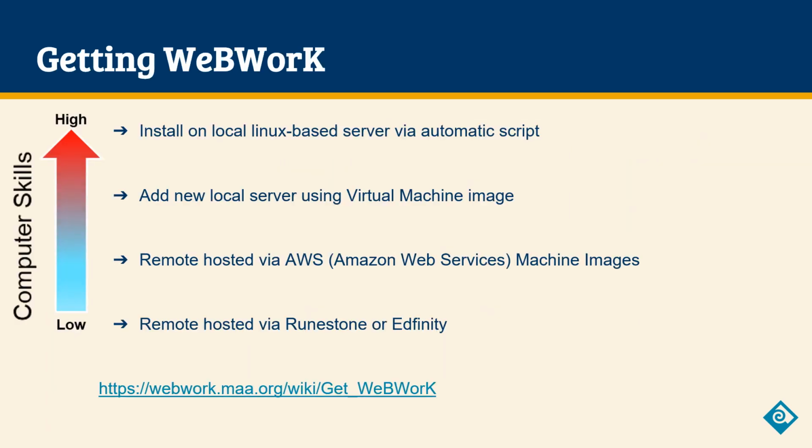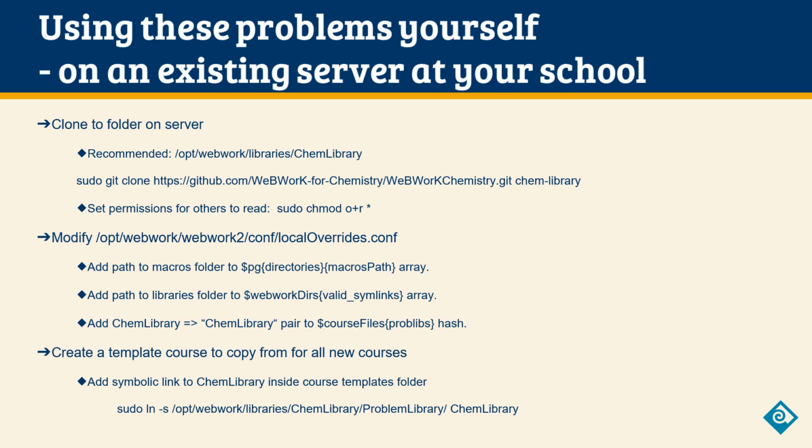So if after all this you want to get WeBWorK and try out these problems yourself, there's a variety of ways that range from low computer skills to high computer skills. We're going to take a look at, very briefly, the highest skill level and the lowest one. So you may be interested in getting your own server. Your math department may already have one, so you should check with them. That's how we started. But beyond that, if you have to create your own server, this slide will give you the step-by-step on how to add our macros and our chemistry problems to your existing WeBWorK server once you get it up.